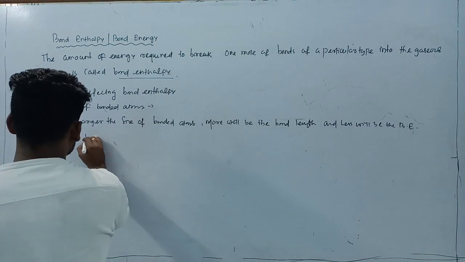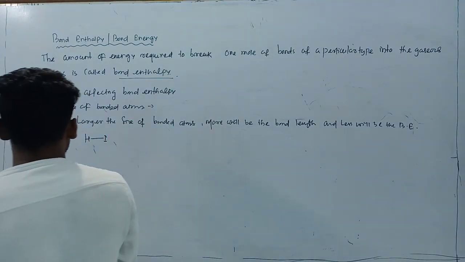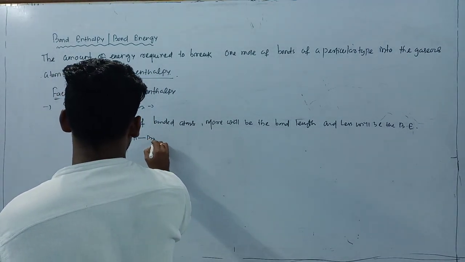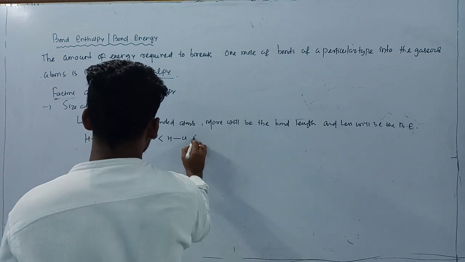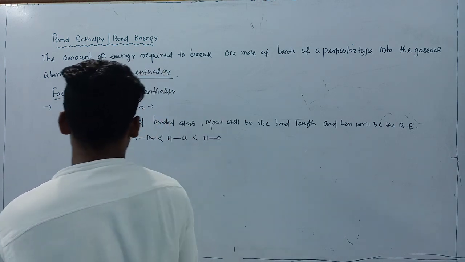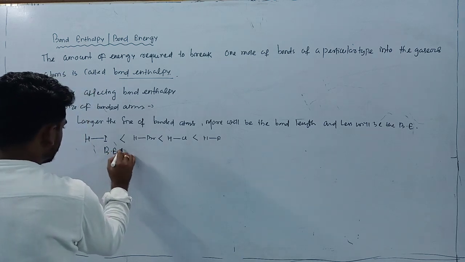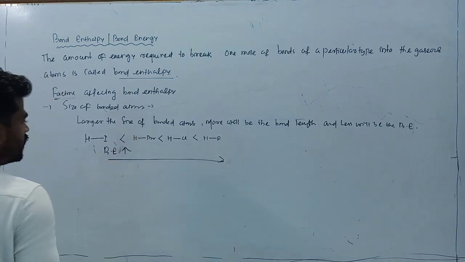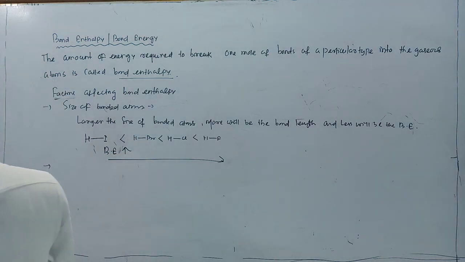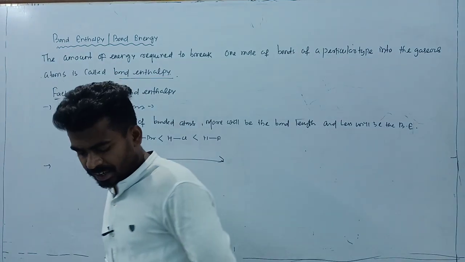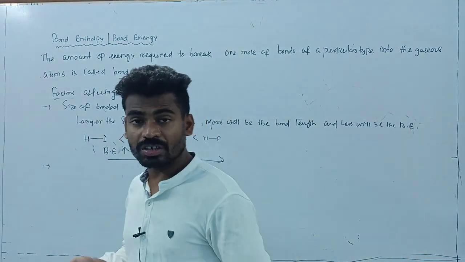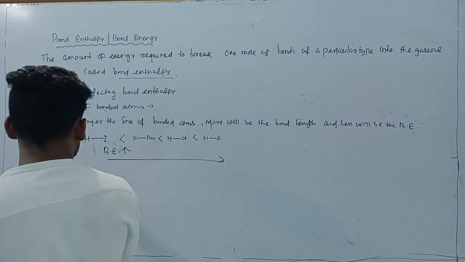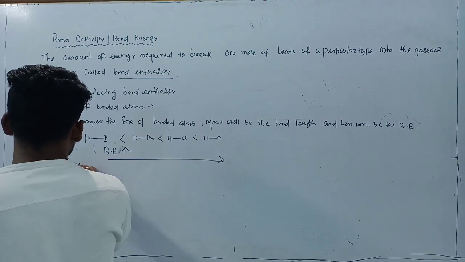So again, if I consider HI, it has bond dissociation enthalpy less than HBr, which is less than HCl, which is less than HF. So bond energy increases from HI to HF. Next one is hybridization. I don't need to confuse you because I have not discussed the topic of hybridization yet. Next, we can consider lone pair electrons.